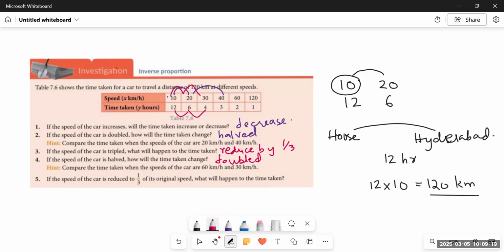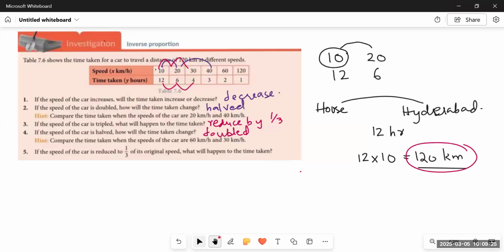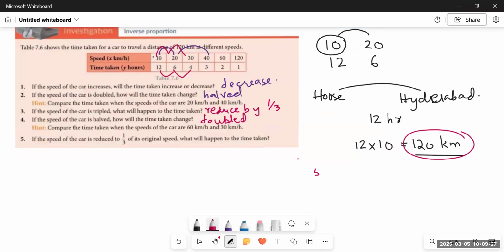So you see, I have to travel the same distance. The distance is constant. So if my speed is 5 kilometers per hour, the time taken would be doubled, that is 24 hours. That is, I'm going to cover the distance of 120 kilometers in 24 hours if I'm going at a speed of 5 kilometers per hour.